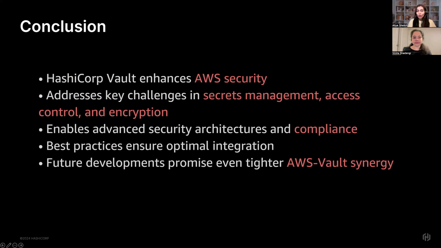Let's summarize all we learned today. So, in conclusion, HashiCorp Vault significantly enhances AWS security by addressing key challenges in secret management, access control, and encryption. It enables advanced security architectures and helps meet compliance requirements. By following best practices, you can ensure optimal integration between Vault and AWS. As both AWS and HashiCorp continue to innovate, we can expect even tighter integration and more powerful security features in the future.